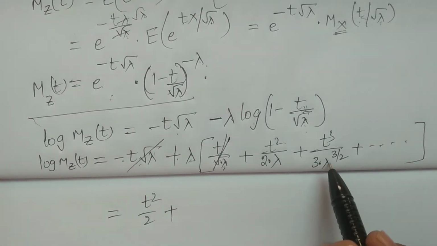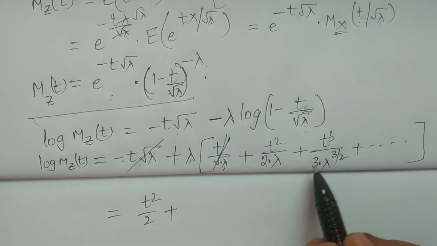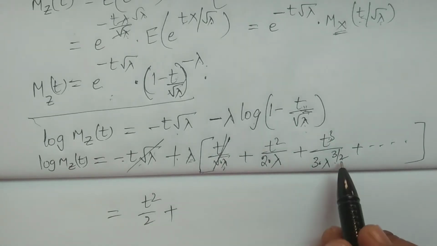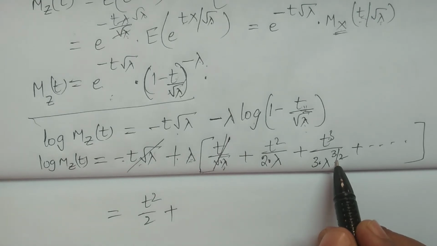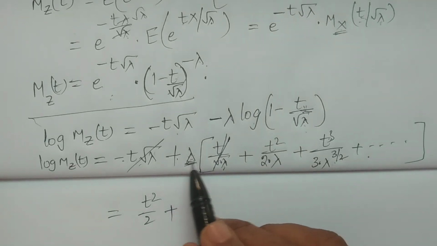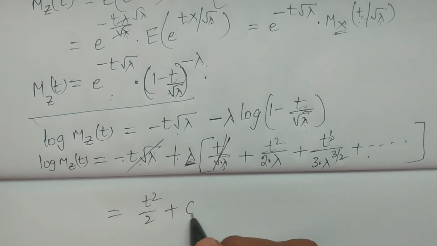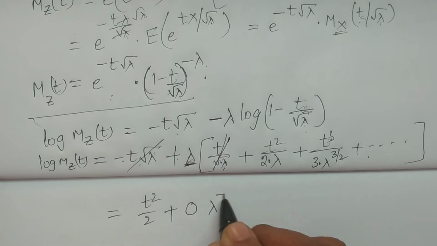Plus, next term, lambda by lambda power 3 by 2, t into t cube by 3, leave it. Lambda by lambda power 3 by 2, that is lambda power 1 by 2. Next term, lambda power 4 by 2, that is lambda power 1, that is 2 by 2. Next one, lambda power 3 by 2. Next one, lambda power 4 by 2, etc. If you multiply with lambda, then I am writing all the terms in the order of lambda power minus 1 by 2.